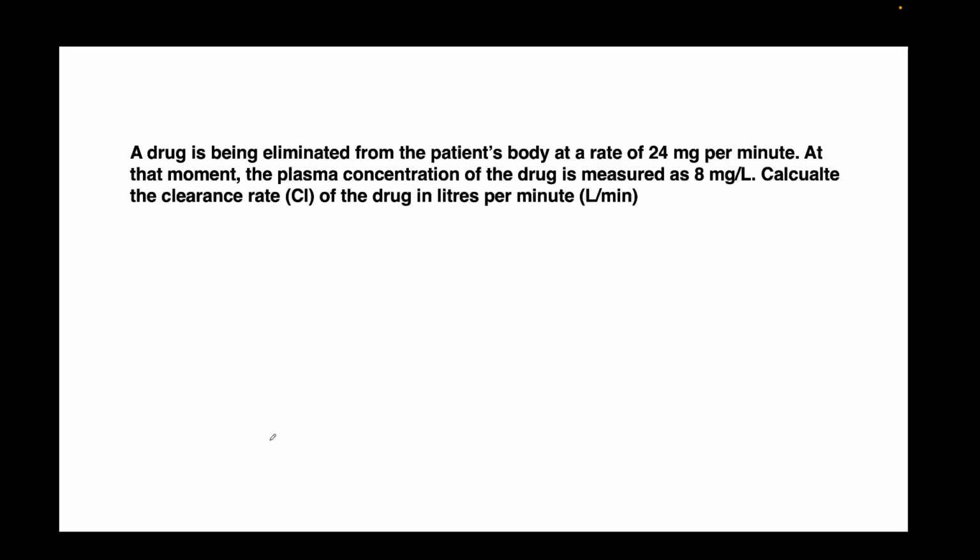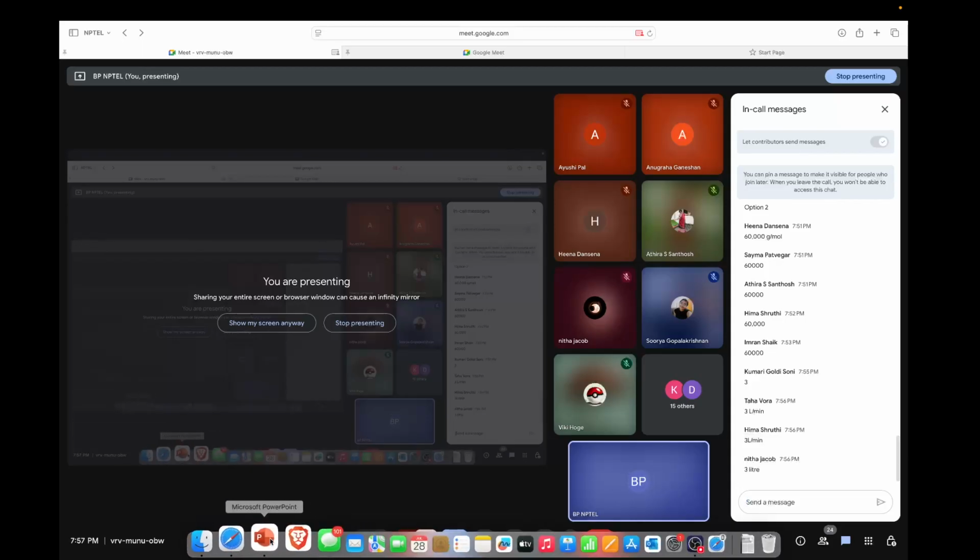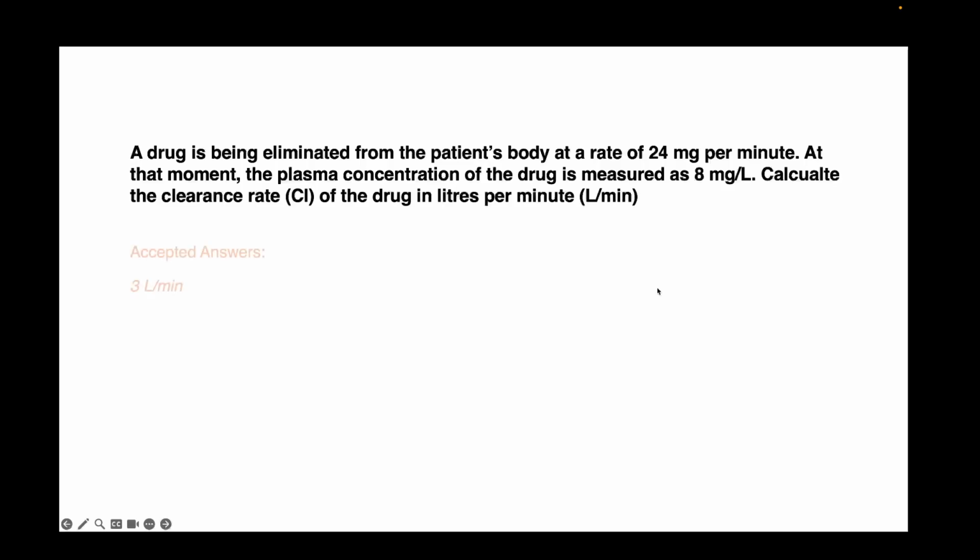Anybody else would like to answer? 3 liter per minute. Okay. Here also people have answered. Yes, most of you, all of you are correct. It will be 3 liter per minute.